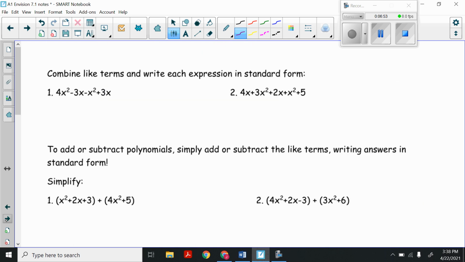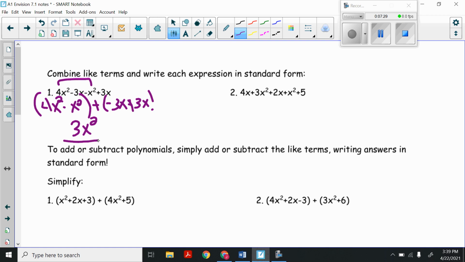All right, so now we're going to look at combining like terms and writing each expression in standard form. So remember that when you're adding and subtracting, you can only add x's with other x's. I can only add x squareds with other x squareds. So I have 4x squared and a negative x squared, so I can combine those. 4x squared minus x squared are going to go together. Plus, and I have a negative 3x plus 3x, so these are what I'm going to combine. So 4x squared minus x squared gets me 3x squared. Negative 3x plus 3x, they go away, so my final answer is just the 3x squared.